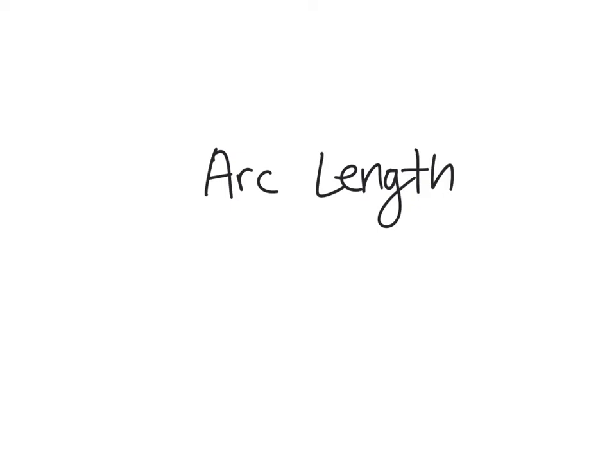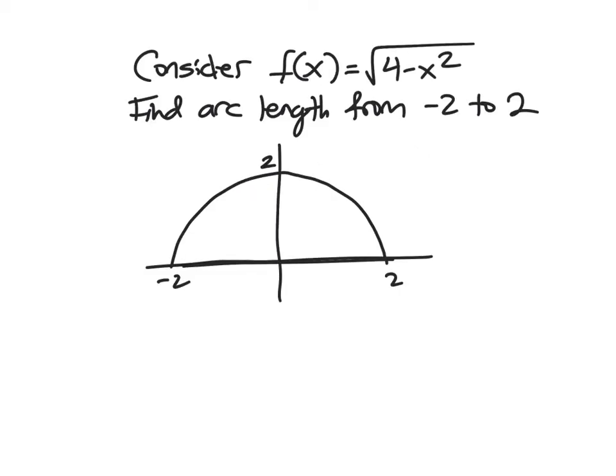Hey everyone, in this video we will be talking about how to use the definite integral to calculate arc length. So let's consider this example here. We've got the square root of 4 minus x squared, and this is just a semicircle, right? So we're actually going to be able to compute the arc length exactly here because the arc length is just 1/2 of the circumference.